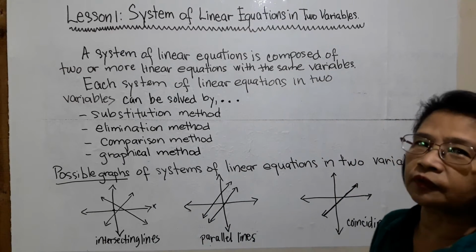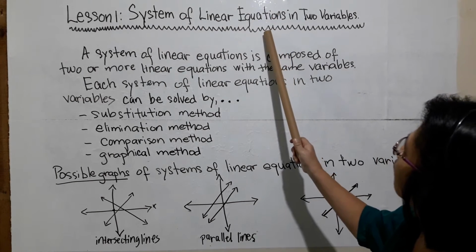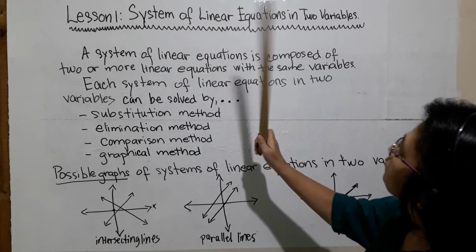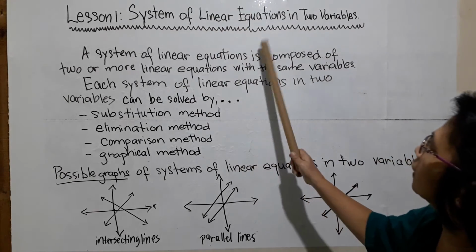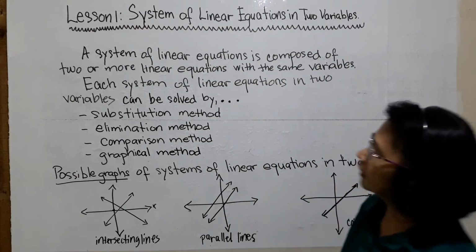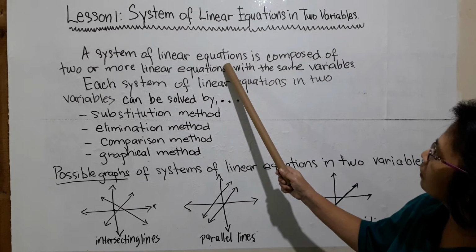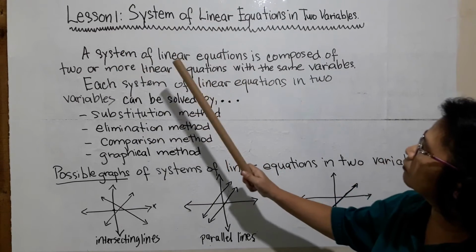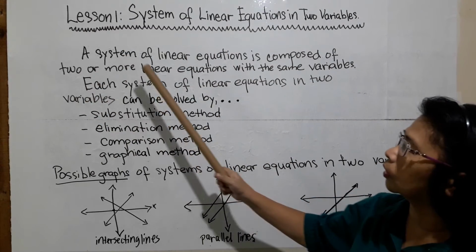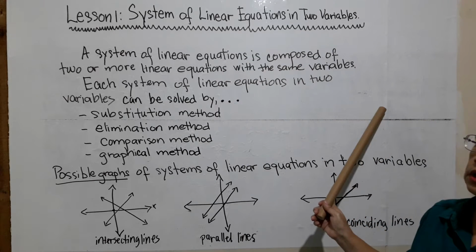Lesson 1 of chapter 4 is about systems of linear equations in two variables plus systems of linear inequalities. I forgot to write. Okay? What is a system of linear equations? A system of linear equations is composed of two or more linear equations with the same variables.